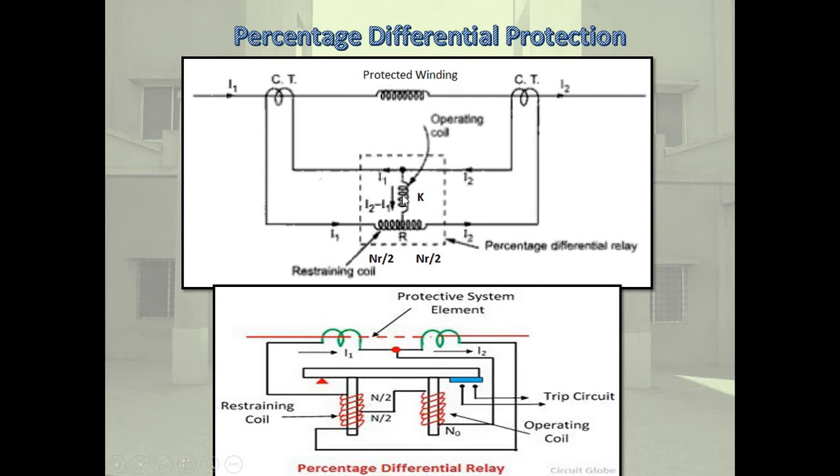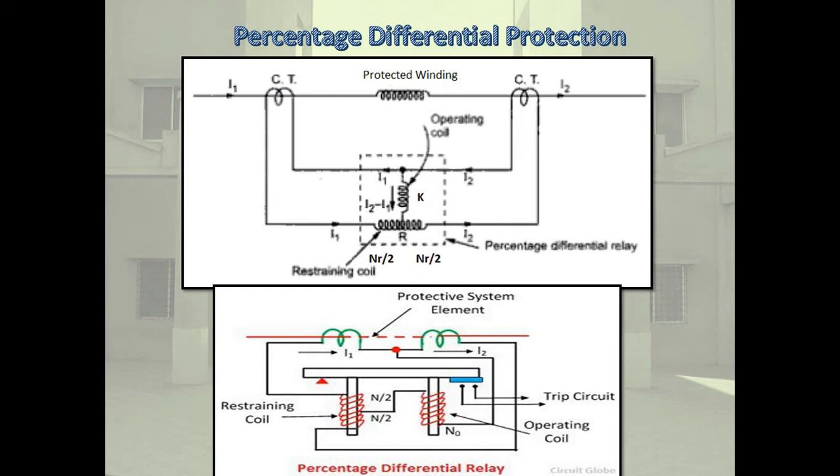In this coil, the name is operating coil. And this coil name is restraining coil. Okay. So percentage differential relay has two coils, operating coil and restraining coil. When a fault occurs in the alternator or generator windings itself, the current balance does not remain and the relay operates.